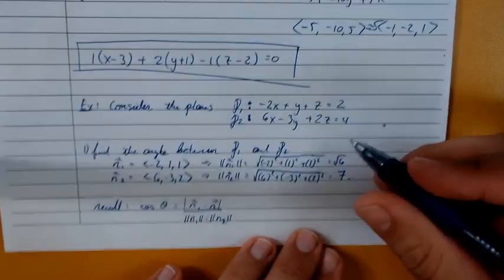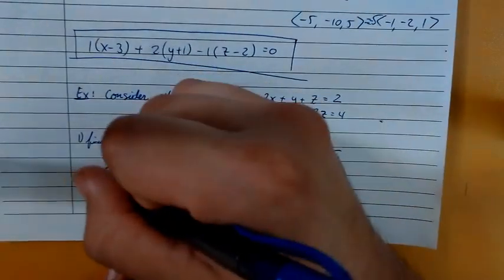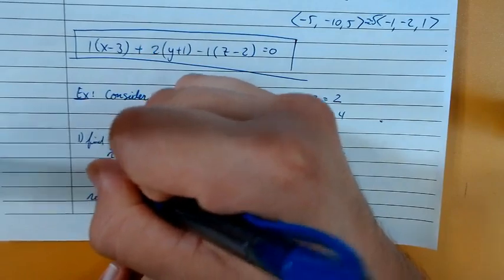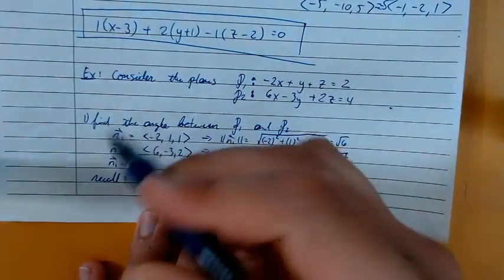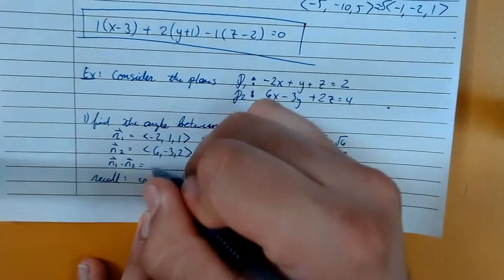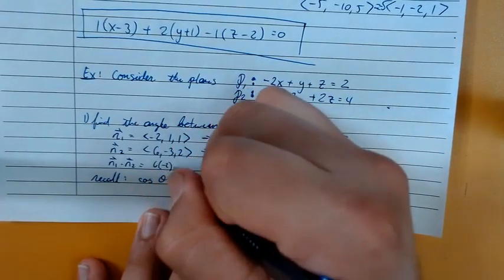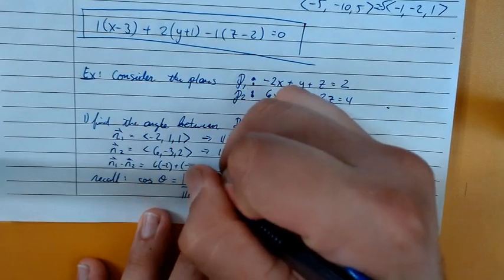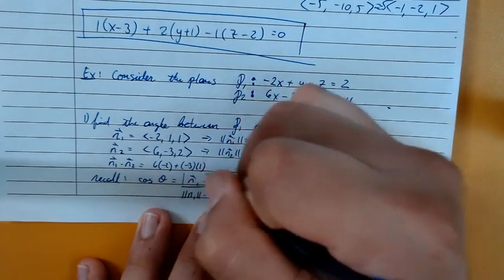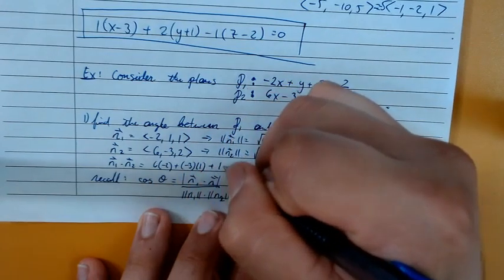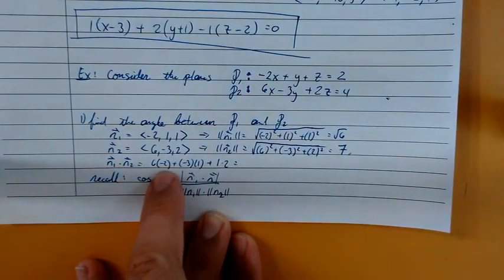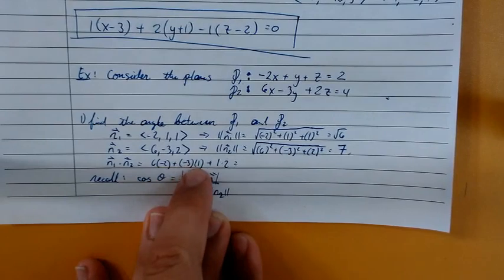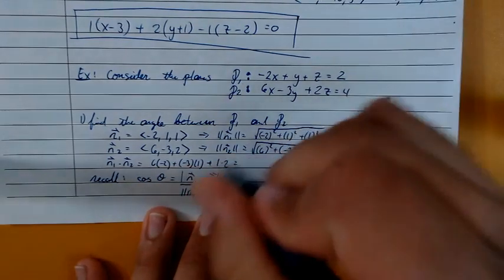And then we need the dot product. So n1 dot n2. We're going to multiply component-wise and then add those results. So that's 6 times negative 2 plus negative 3 times 1 plus 1 times 2 equals, let's see, negative 12, negative 3, that's negative 15. Negative 15 plus 2 is negative 13.